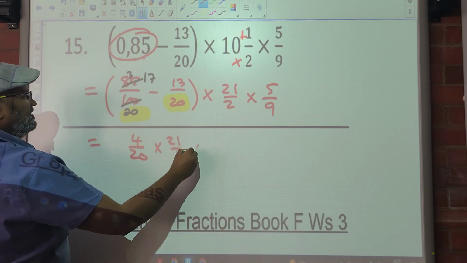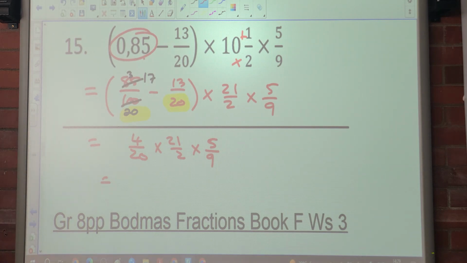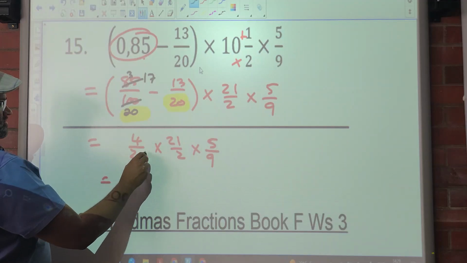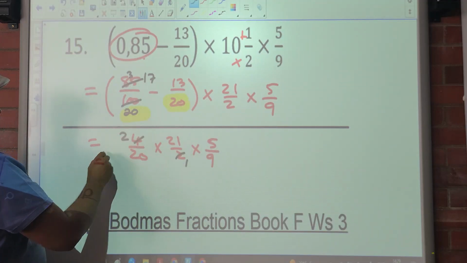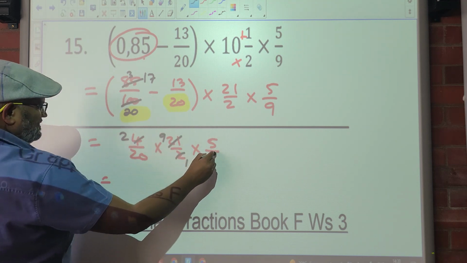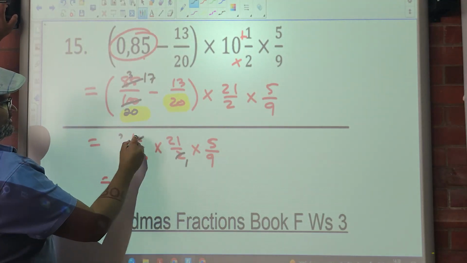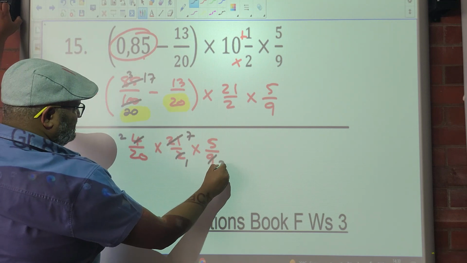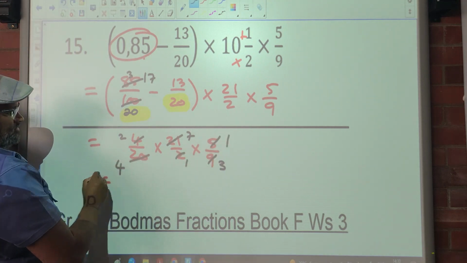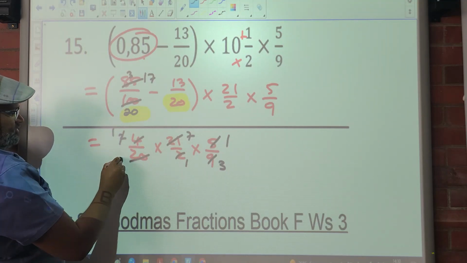Multiplied by 21 over 2, multiplied by 5 over 9. So what can happen now? See anything that can cancel? Yes. 2 goes into 2 once, 2 goes into 4 twice. 3 goes into 21 7 times, and 3 goes into 9 3 times. 5 goes into 5 once, 5 goes into 20 4 times. 2 goes into 2 once, 2 goes into 4 twice.